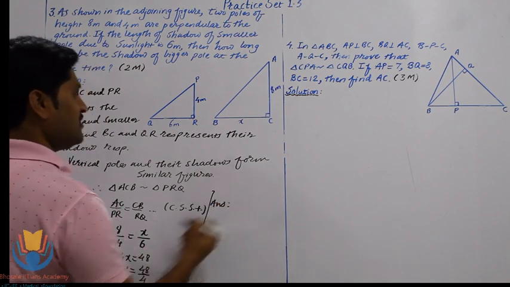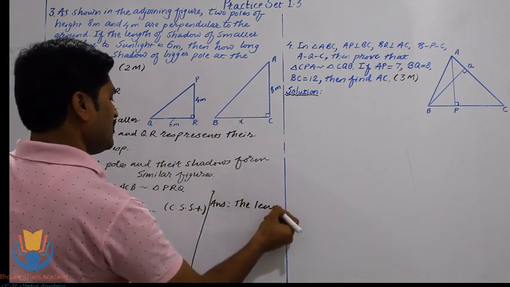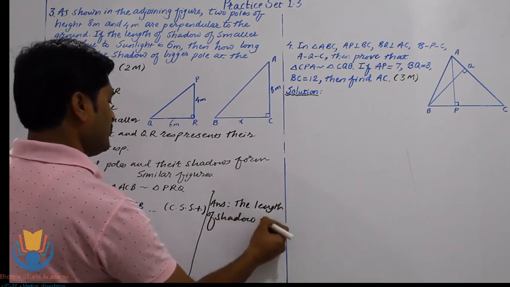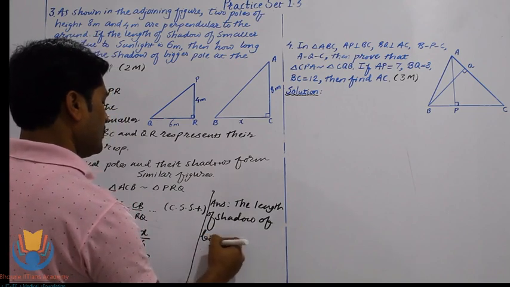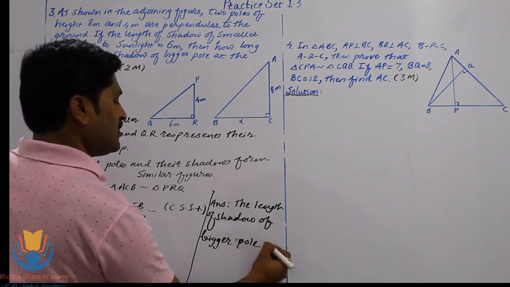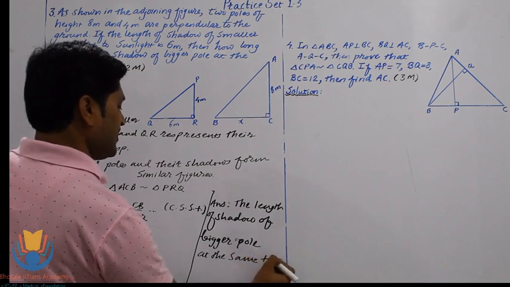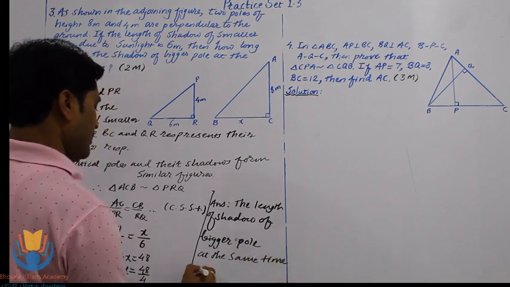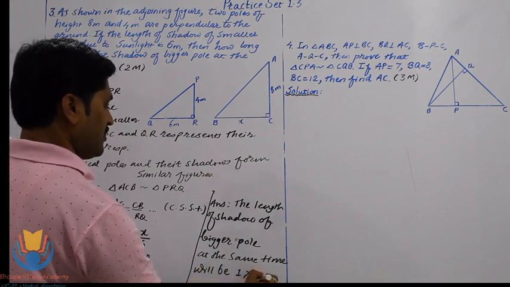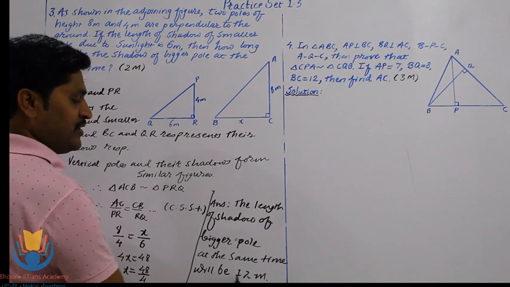So x is nothing but the length of the shadow of that bigger pole. Therefore the length of the shadow of the bigger pole at the same time will be 12 meters. I repeat, the length of the shadow of the bigger pole at the same time will be 12 meters.